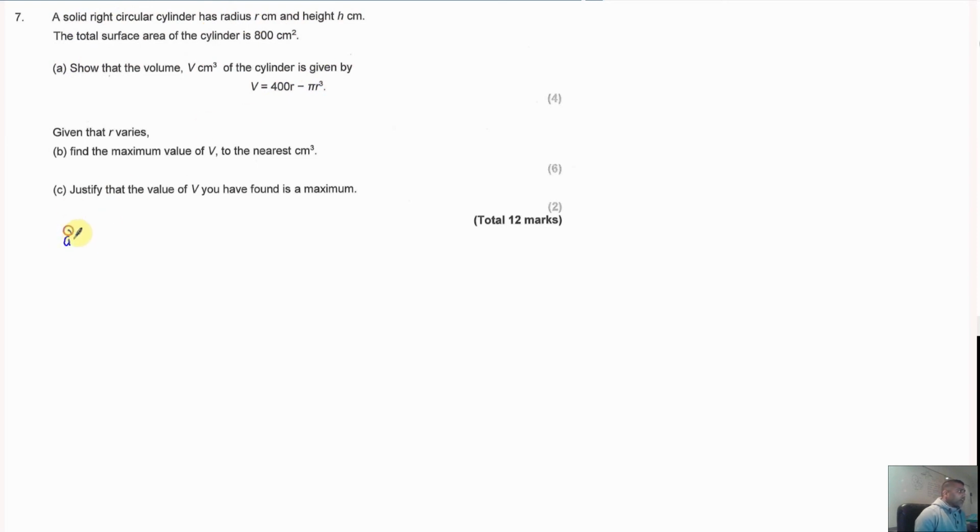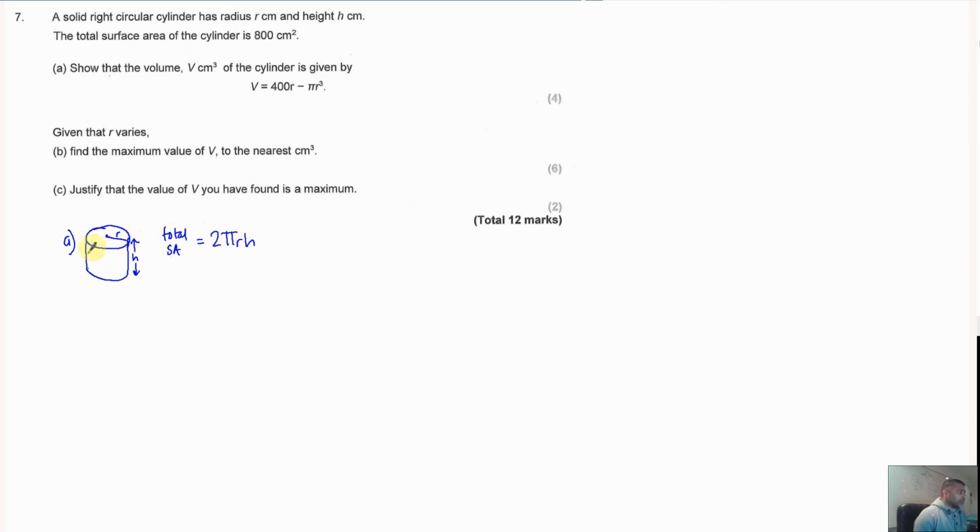For part A, I always think it's a good idea to picture what we're doing here, especially for the people that made the most common mistake. We've got a cylinder with radius r and height h. What's been told to us is that the total surface area of the cylinder is 800. If we work that out first, our total surface area will be 2 pi rh, which is the curved cylinder part. Why is it that?